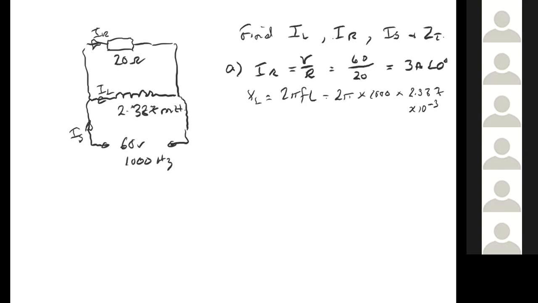Where'd you get 2,000 from? 2 pi times 1,000. Does it look like 2 to you? Oh, sorry. That's all right.